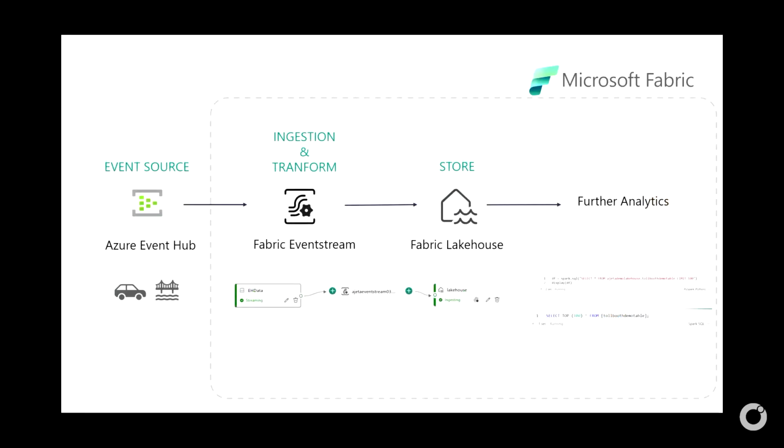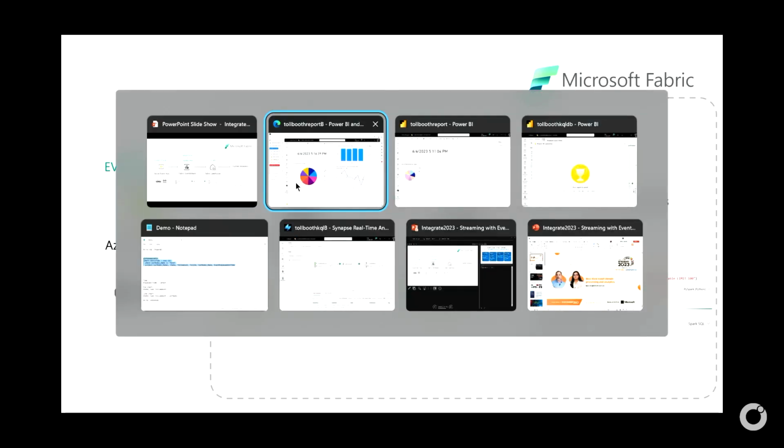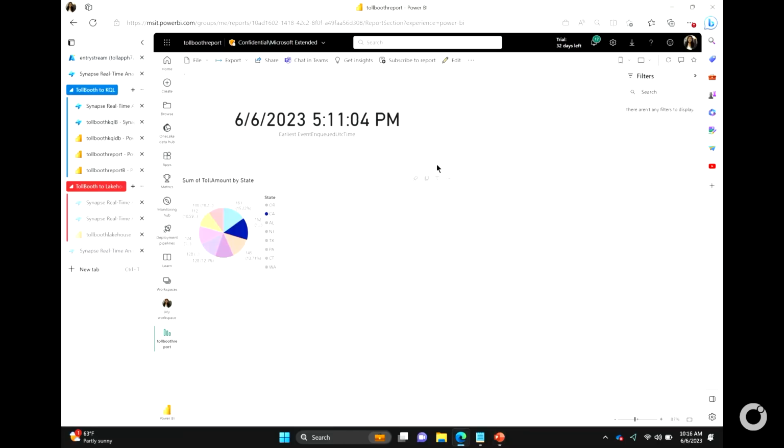All right, so this is the other scenario where I will use the same Event Hub, and I'm going to ingest and transform my data in Event Stream and get that into Lakehouse. So as I said, Lakehouse is like OneDrive for your data in Fabric. And on top of that, if you want, you can run SQL, Python, notebooks as well. So let's jump into that.